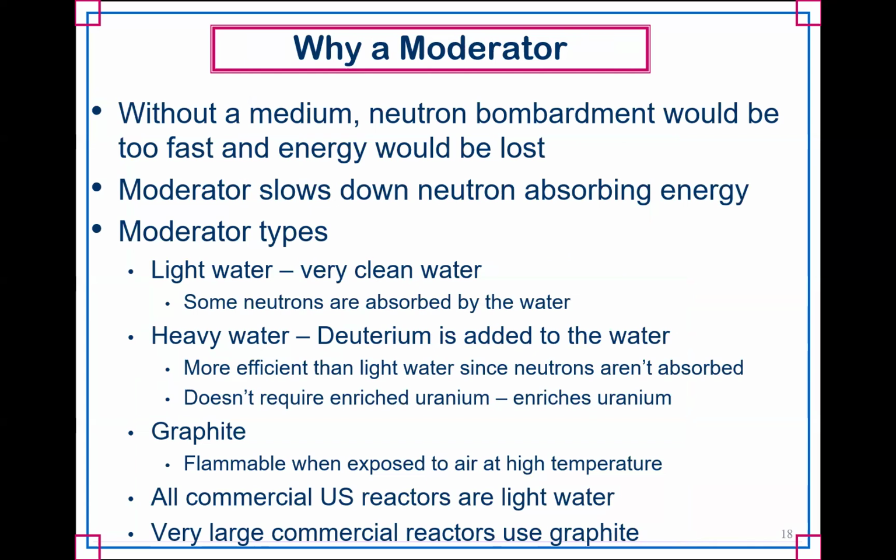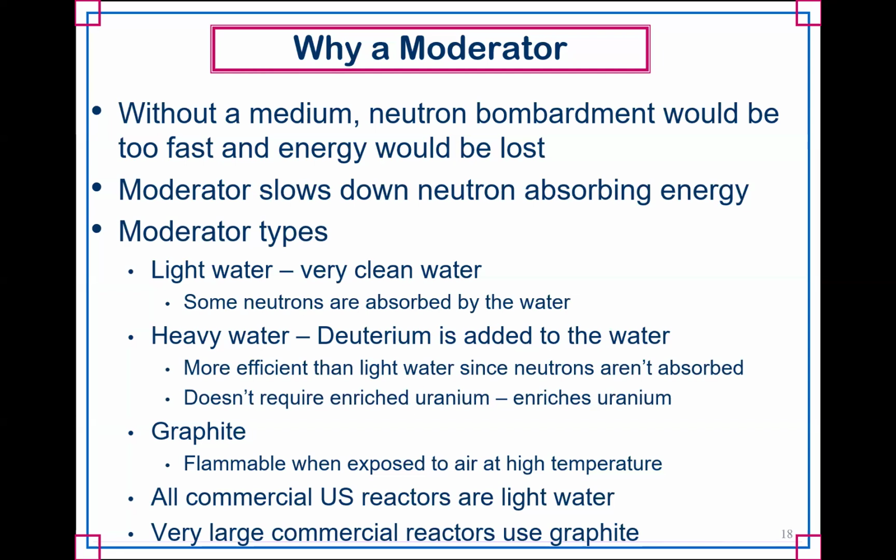So we talked about the moderator, and the moderator's purpose is it's got to slow down the neutrons as they are released, and that energy would be lost. You'd have a less efficient reactor. So the moderator, its purpose is to slow it down. Just make sure that those neutrons aren't essentially lost. And there's a few different types of moderators.